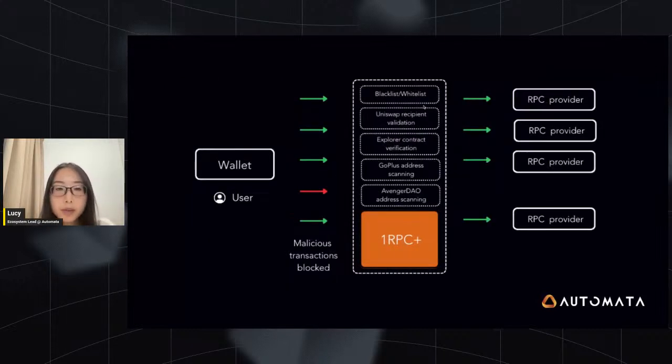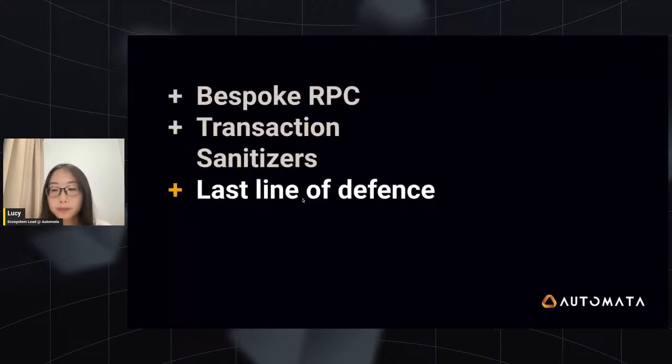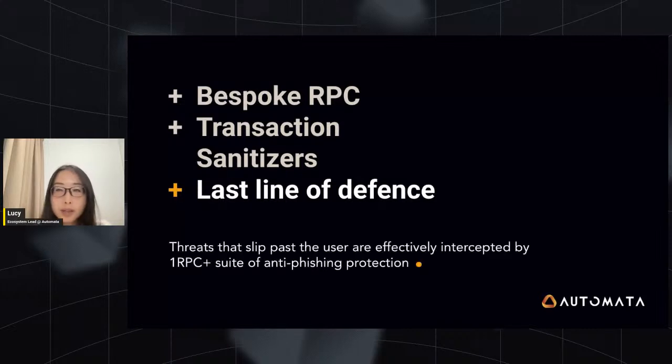To summarize, by aggregating all the rules, users can specifically customize how their OneRPC endpoint works. OneRPC in this case blocks any malicious transactions and makes an alert prompt to the user in the wallet interface. So OneRPC really acts as the last line of defense, and the threats that slip past the users, which are really difficult to catch, are effectively intercepted by OneRPC Plus's suite of anti-phishing protection.